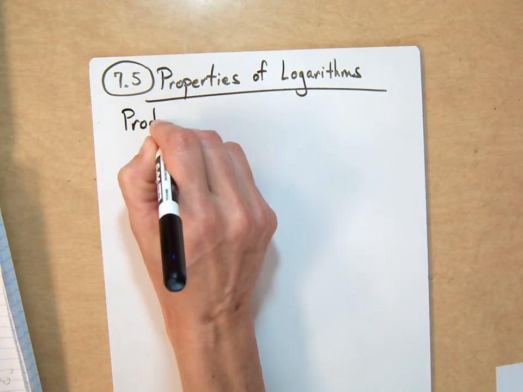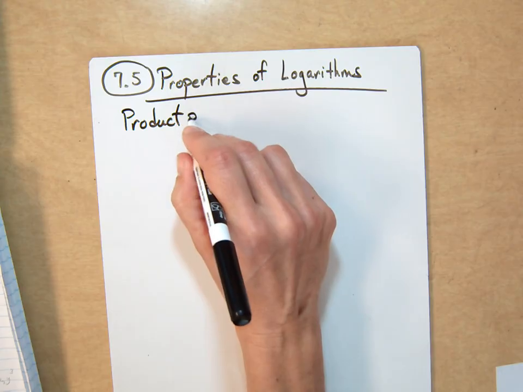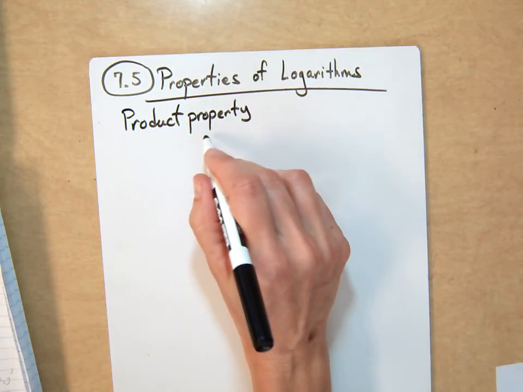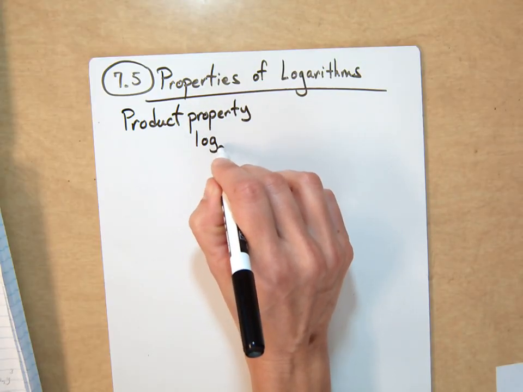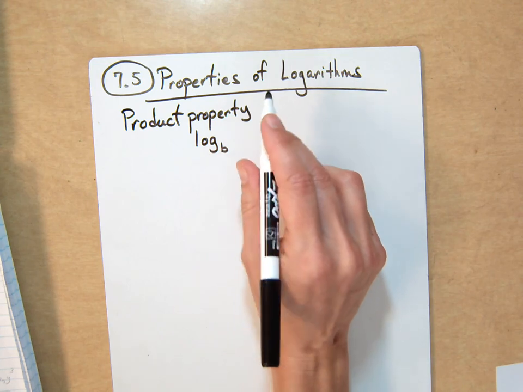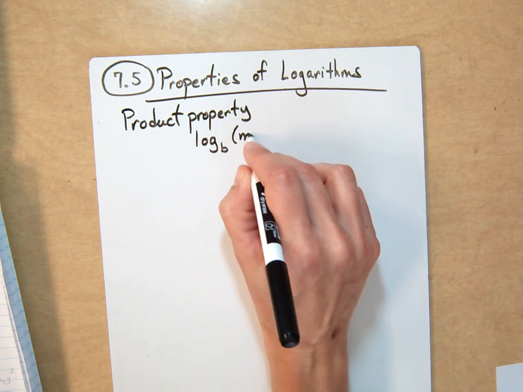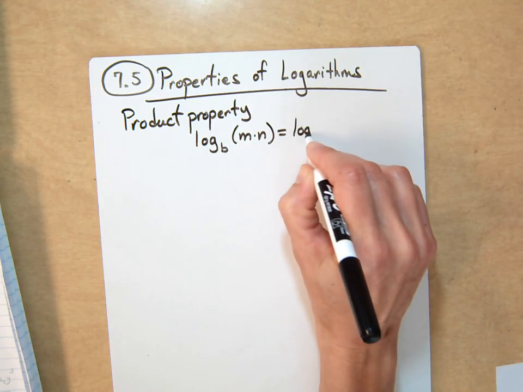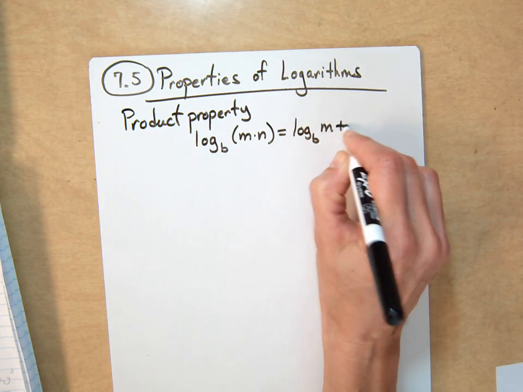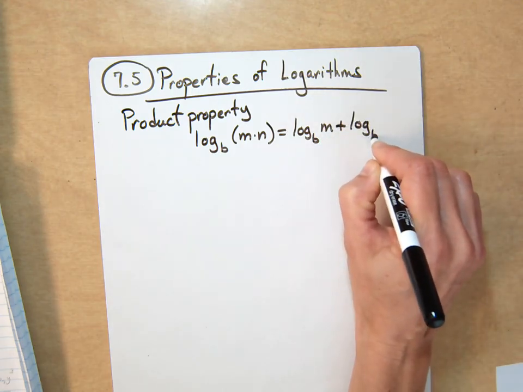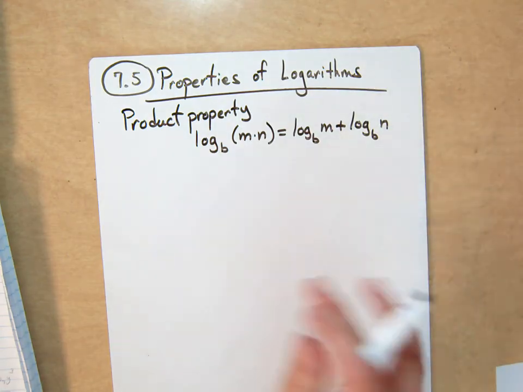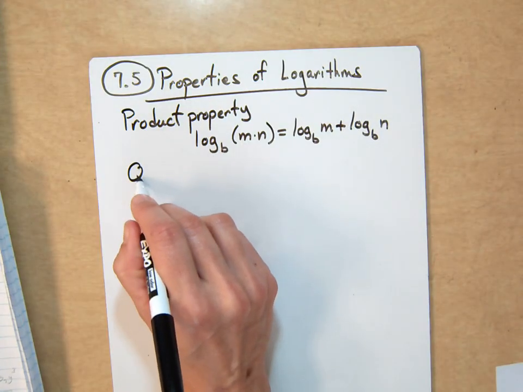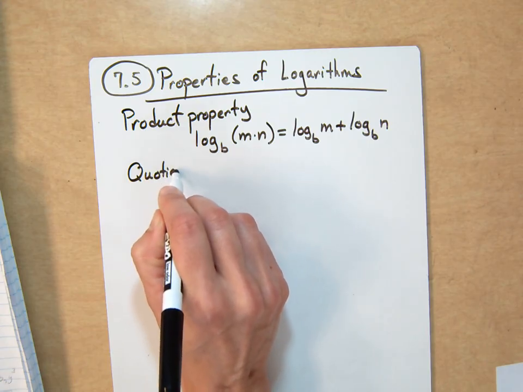There's the product property, which is this. If you have the log base b of two things multiplied together, m times n, we're just picking any variables, then that will be equivalent to the log base b of m plus the log base b of n. So you can break it into two different log expressions, and you can go either way. We'll do examples using these in a minute. So that's the product property.